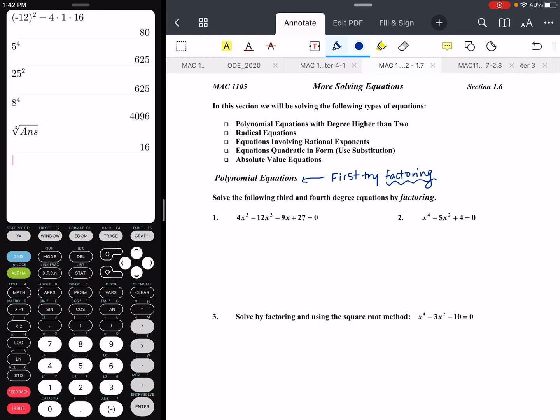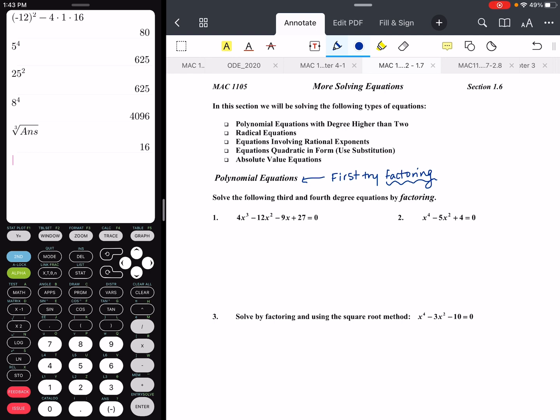Now we'll talk about solving equations that have a degree higher than 2. Also radical equations, equations with rational exponents. We'll use substitution to solve equations, and then finally absolute value equations. So we're going to start off with polynomial equations, and those quadratic equations from our last section were also technically polynomial equations, but these will be higher order equations, so higher degree.